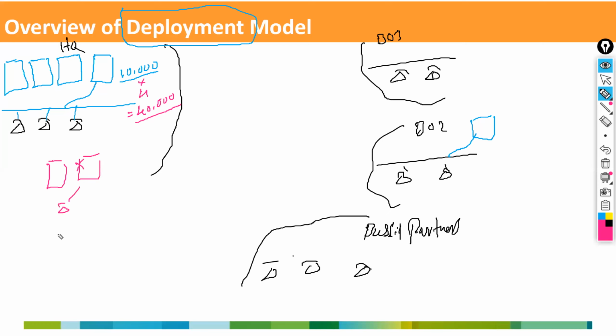Next, for example, headquarter is in Bangalore, BLR. My branch office is in Singapore. Headquarter is in Bangalore, branch office in Singapore, and another branch office we have in Spain.